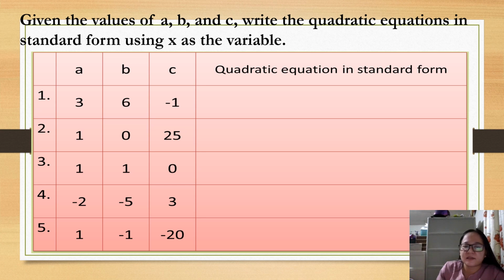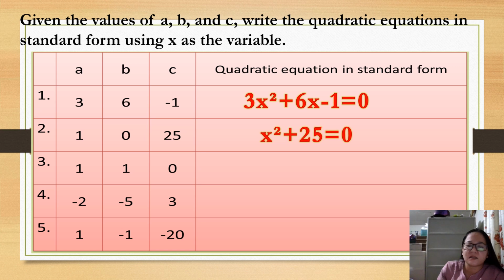Given the values of a, b, and c, write the quadratic equations in standard form using x as the variable. So if a is 3, b is 6, c is negative 1, the quadratic equation in standard form is 3x squared plus 6x minus 1 is equal to 0. Number 2, if a is 1, b is 0, c is 25, the quadratic equation in standard form is x squared plus 25 is equal to 0. Number 3, if a is 1, b is 1, c is 0, therefore the quadratic equation in standard form is x squared plus x is equal to 0.